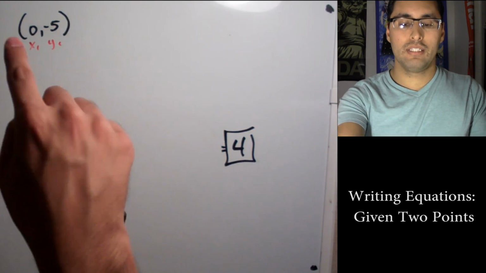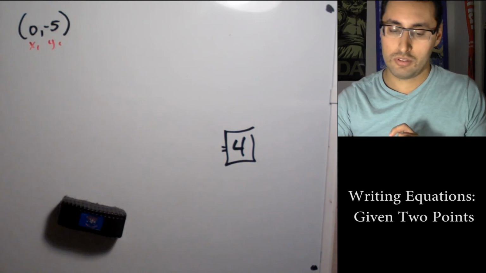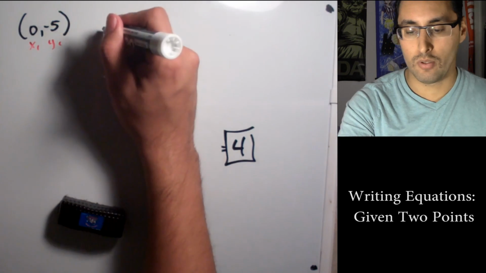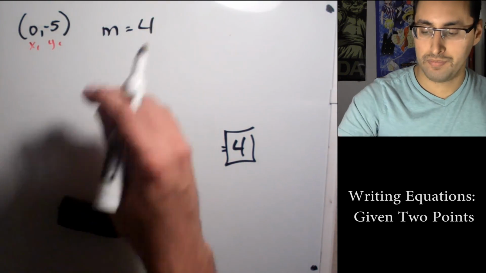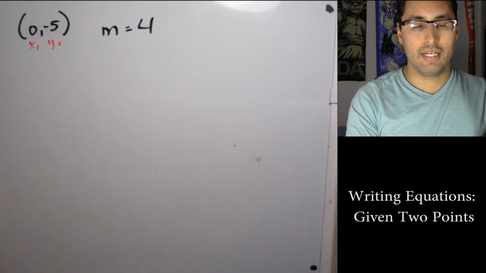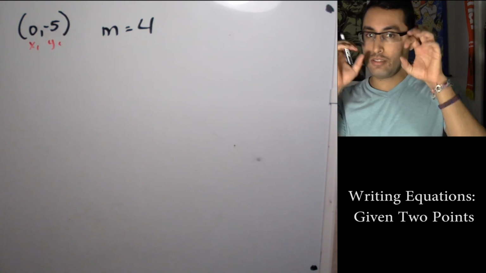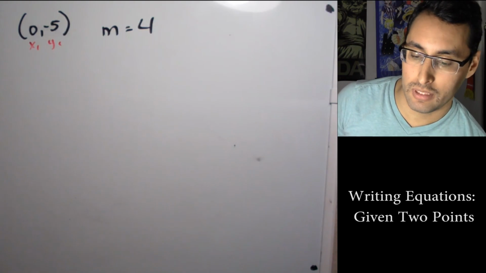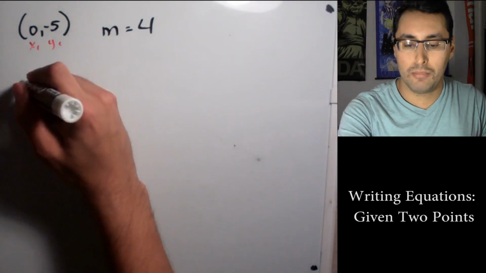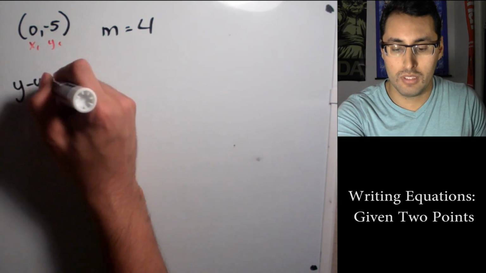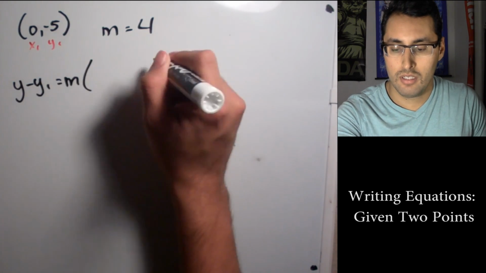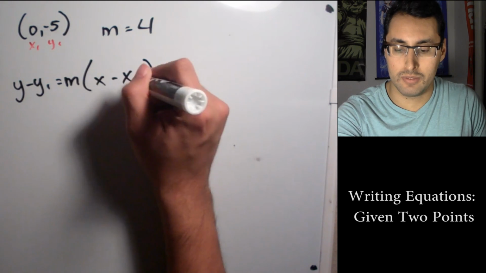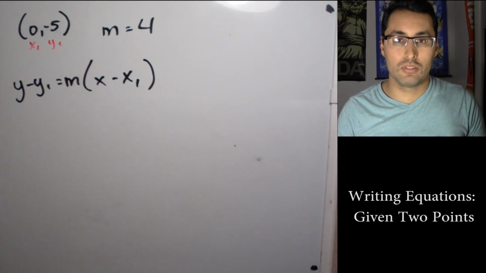Let's erase this other stuff. So right now what we have is a point and a slope. So that slope being positive 4. So I'm gonna put m equal to 4. All right, so with these 2 things, these are the 2 tools that I need in order to put them into point slope form. So let's write point slope form again. y minus y1 equal to m, parentheses, x minus x1. Okay, so let's substitute stuff into here.